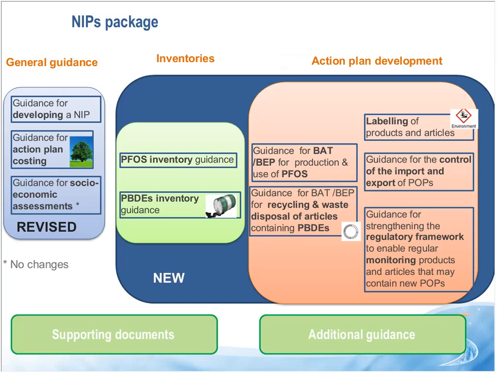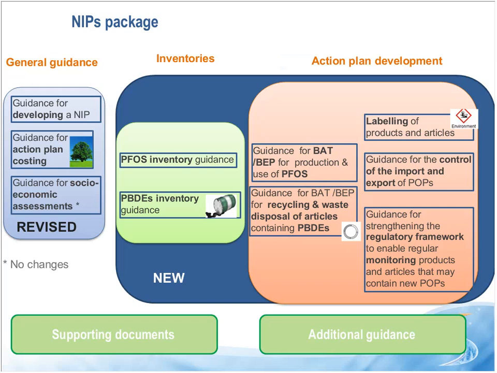The general guidance contains 3 main documents, and then the core documents that were developed and are completely new guidances are the ones for the inventories and also for other action plans. I will explain in detail later.